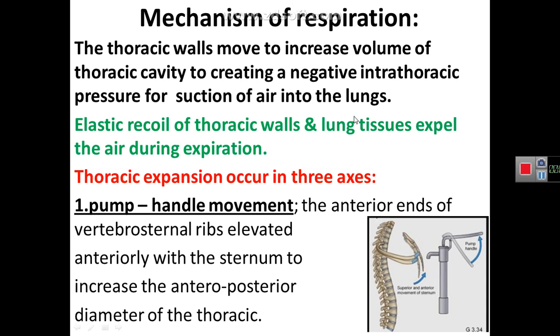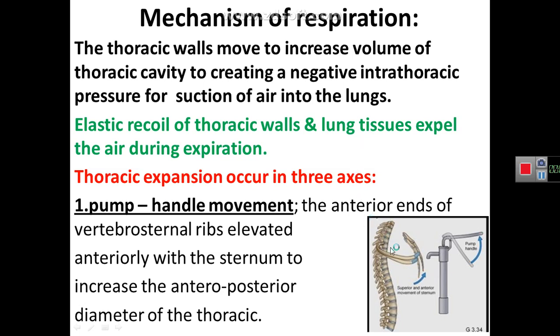While relaxation of the extrinsic muscles will lead to elastic recoil of the thoracic wall, and thus the volume of the thoracic cavity is decreased, and so the lung tissue will be compressed, and thus the air will be expelled out of the lung tissue due to this passive elastic recoil during expiration.